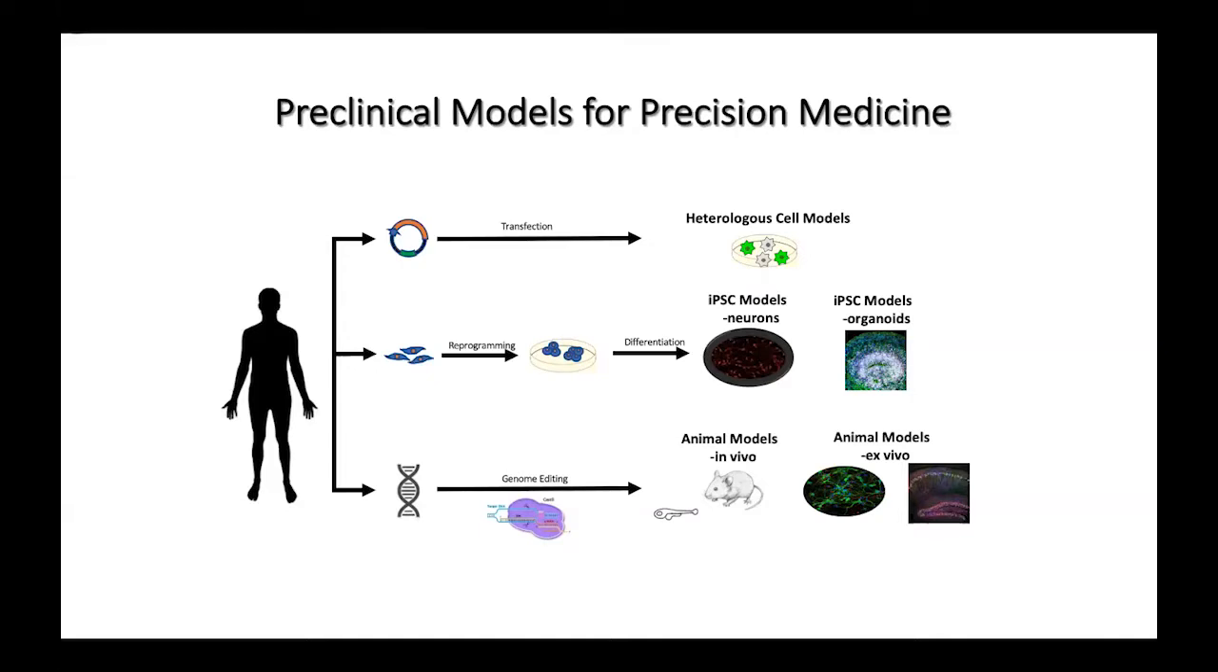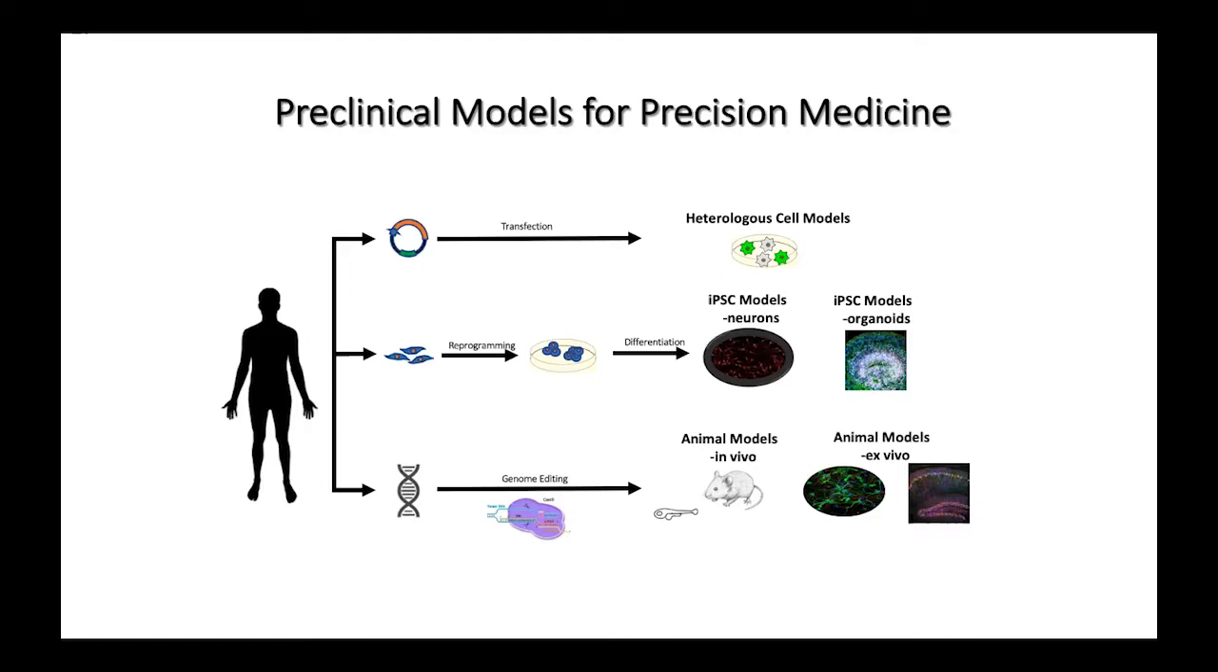We can look at several different levels of analysis, including heterologous cell models, where you introduce the channel with a variant into a cell that normally doesn't express the channel, and you can see how it's broken. You can look at iPSC models that we just heard about, and you can differentiate those iPSCs into neurons in a dish and look at how the mutation affects neuron function, or you can make an organoid and look at how the neurons talk to each other.